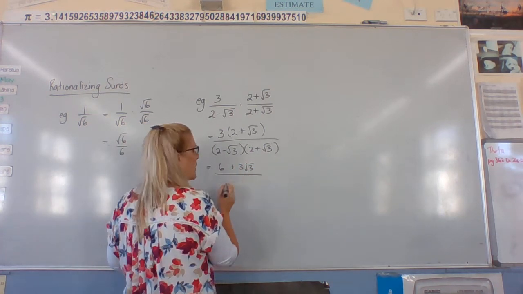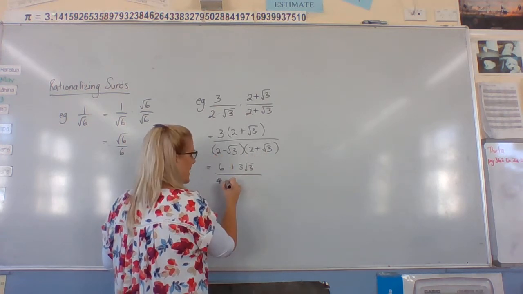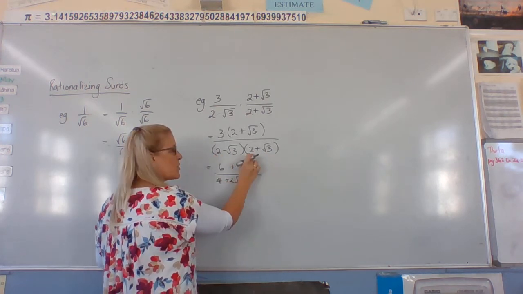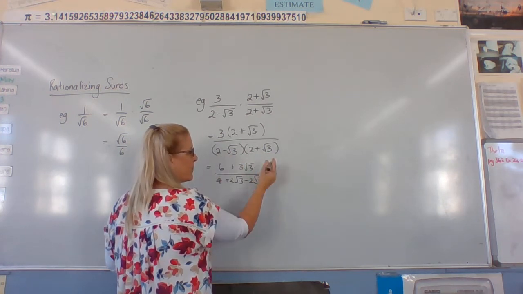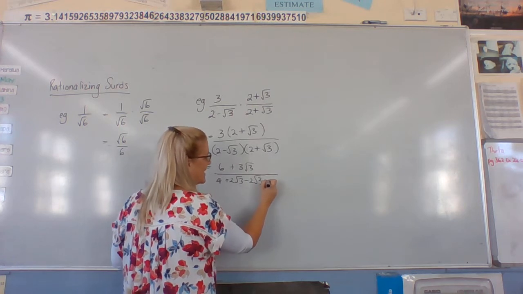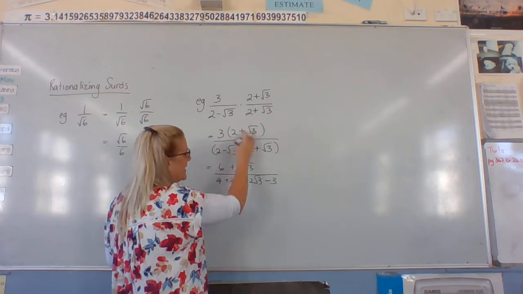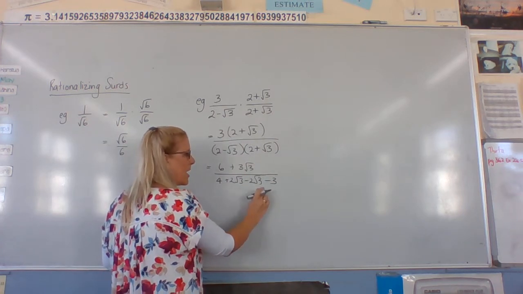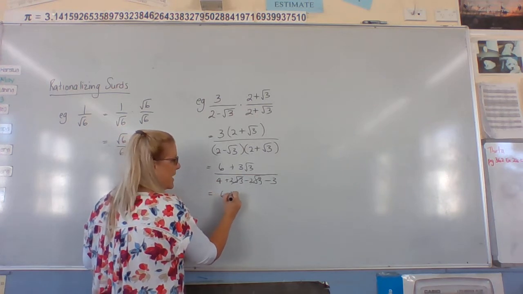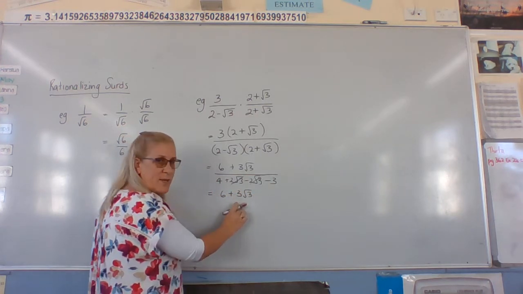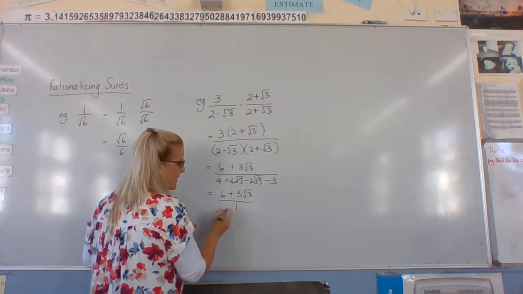Down the bottom, what we've got is 2 times 2 is 4. 2 times this is plus 2 root 3. 2 times this is minus 2 root 3, and negative root 3 times plus root 3 is negative 3. So this particular technique means that we get a plus this and a minus this, and they cancel out, leaving us with 6 plus 3 root 3. Again, the root 3 is allowed to be on the top, over 4 take away 3 is 1.